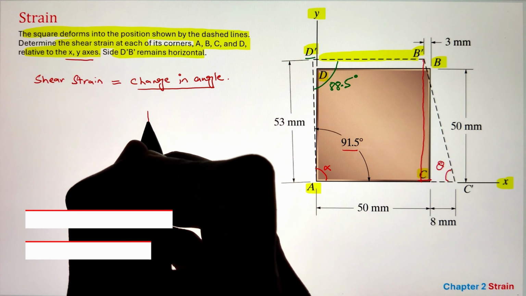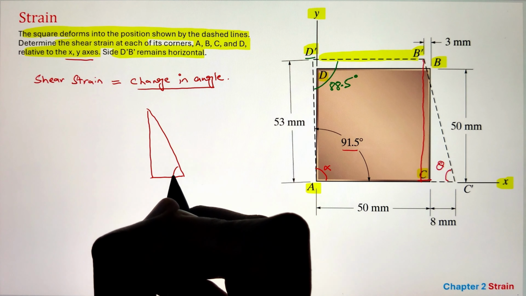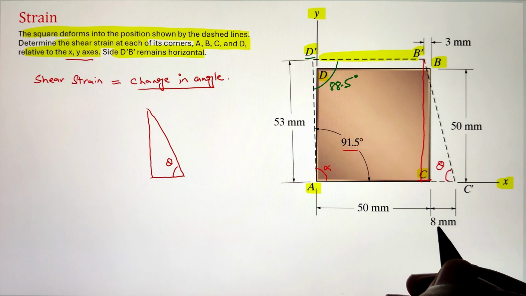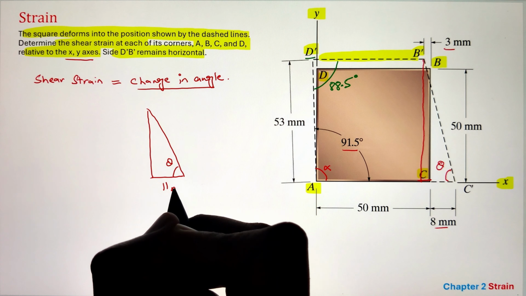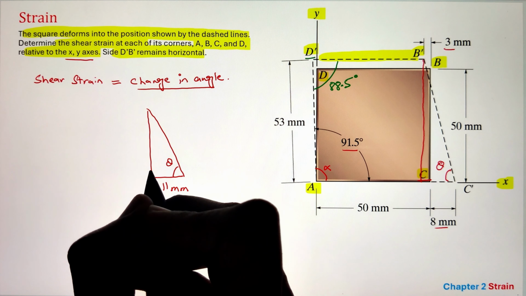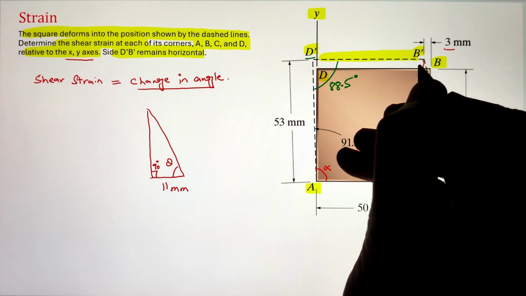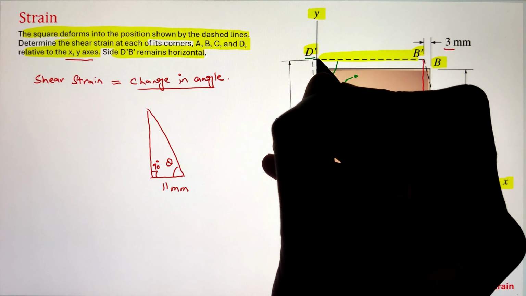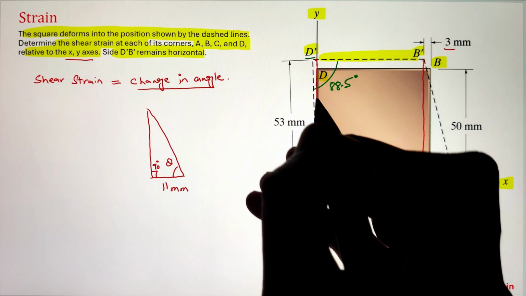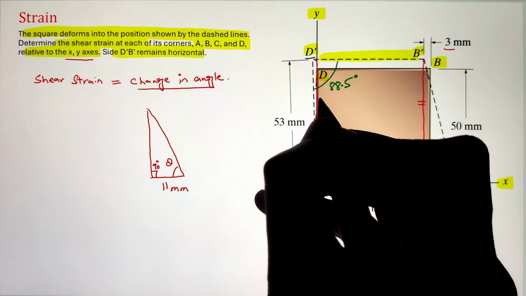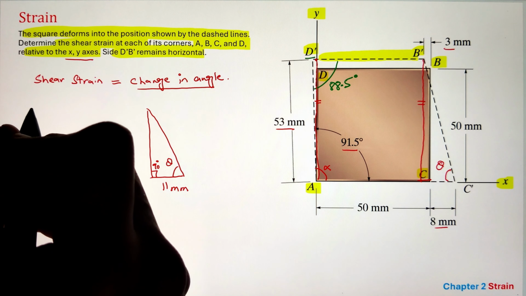Next, let's identify the shear strain at point C. To do that, we have to calculate the new internal angle at the corner C dash, given by the variable theta on the figure. In order to find this angle theta, let's develop our right angle triangle by dropping a line down from point B dash. The base of this right angle triangle is equal to the sum of 8 millimeters and 3 millimeters as shown on the figure, whereas the perpendicular distance, we don't know yet.